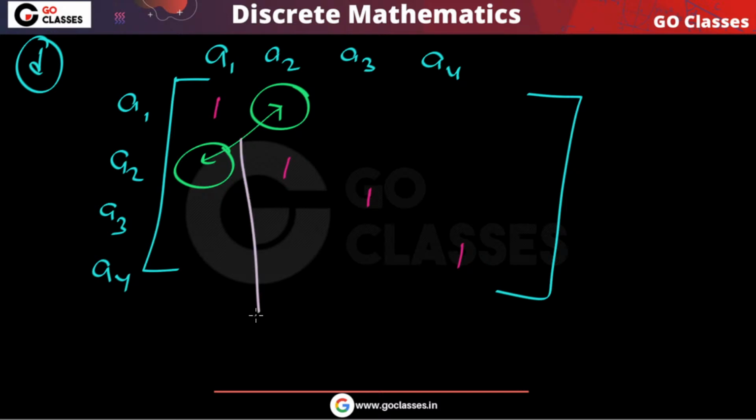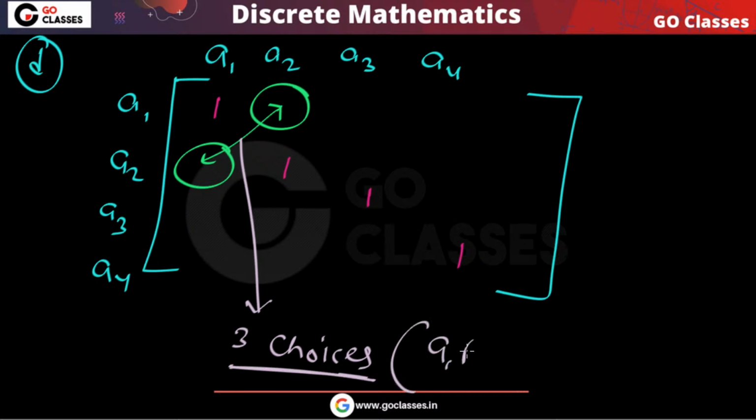Remember, at least one of them must be related to the other: A2 is related to A1, or A1 is related to A2, or both. So there are 3 choices. Yes or no? What are the 3 choices? Either A1 is related to A2, or A2 is related to A1, or both.